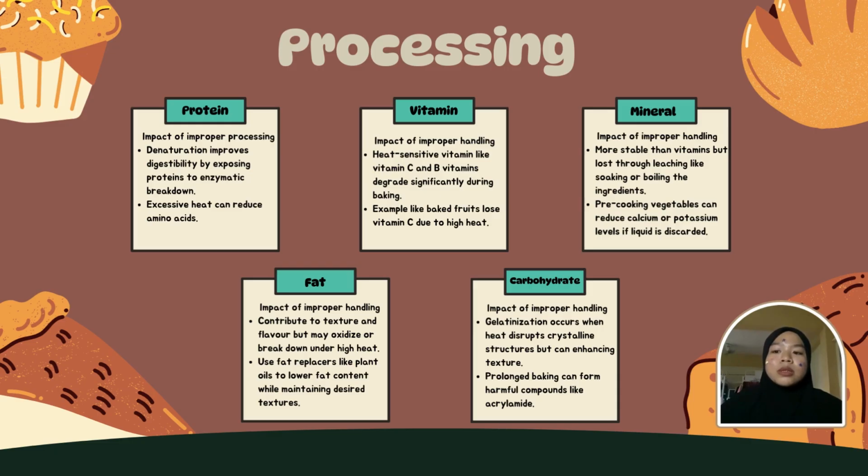As for carbohydrates, they undergo gelatinization, improving texture, but prolonged baking can form harmful compounds like acrylamide. Vitamins, particularly heat-sensitive ones like vitamin C and vitamin B, can degrade easily during baking, while minerals, even though more stable, can also leach into water during pre-cooking. Fats contribute to texture and also flavor, but they may oxidize or break down under high heat.